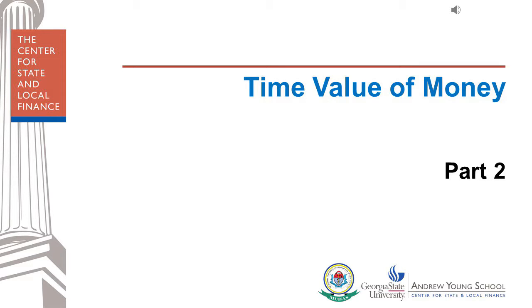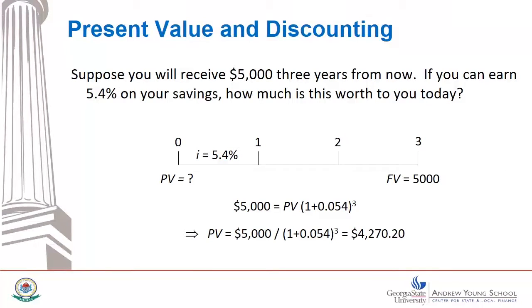Most of the complicated finance decisions involve cash flows that stretch out longer than a year. Therefore, we need to consider the time value of money. Thus far, we have solved for the unknown future value. Now we will solve for the unknown present value.